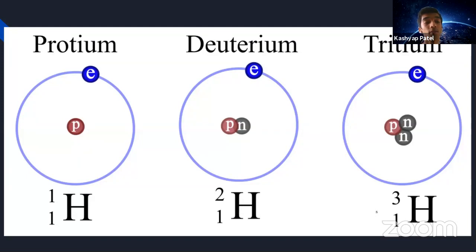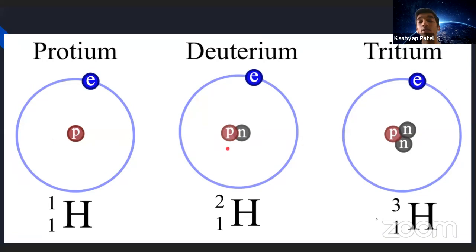So this is another image showing you the different types of hydrogen, because hydrogen always has 1 proton. Now there's protium, deuterium, and tritium. They're all isotopes of hydrogen because they differ in the number of neutrons.